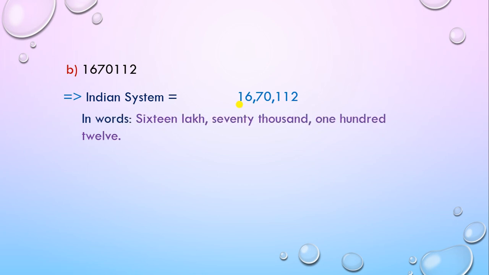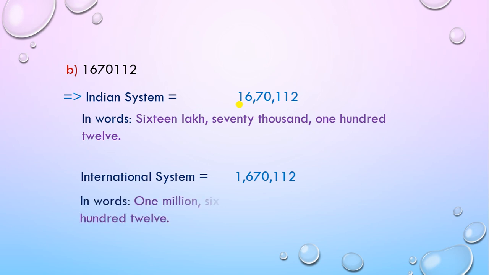Let's see one more example. So let's put commas as per the Indian system. In the Indian system, we have to make the first group of 3 digits and then groups of 2, 2 digits. So the number is 16,70,112. Let's place commas as per the international system. So here we have to make groups of 3 digits from the right. So this number is read as 1,670,112.